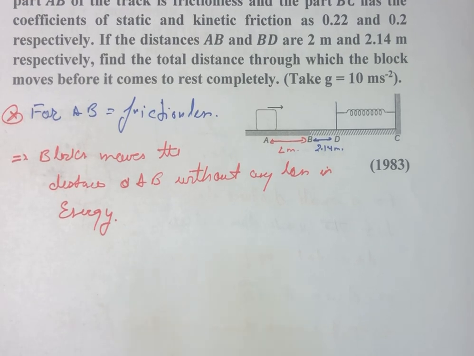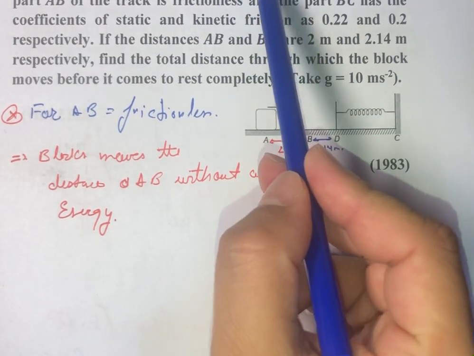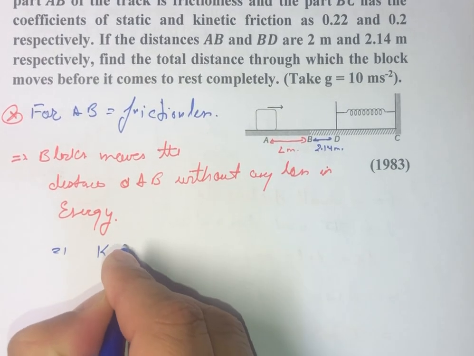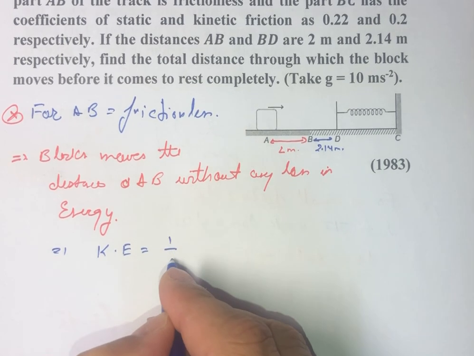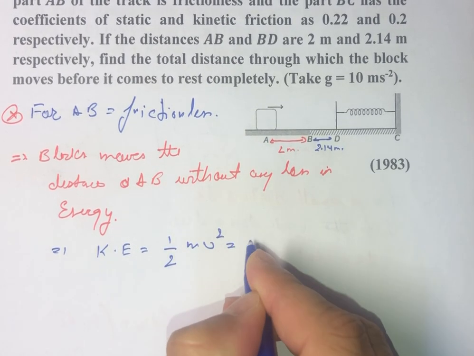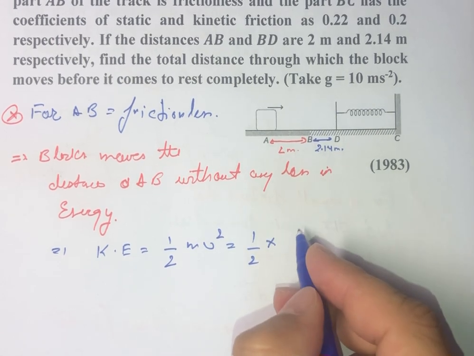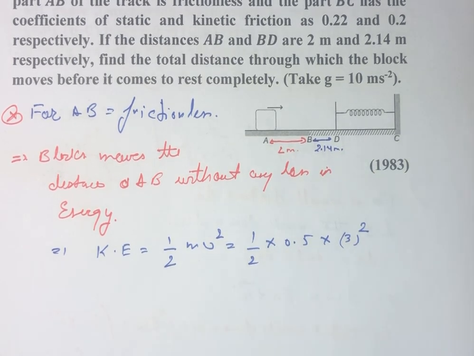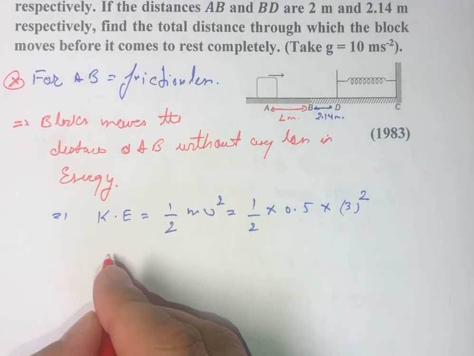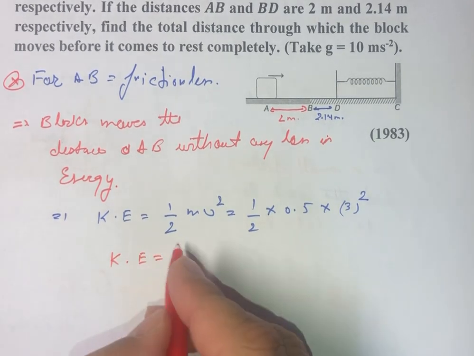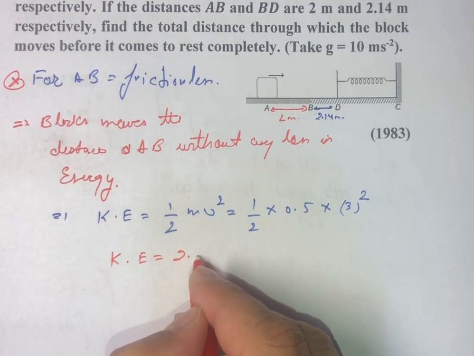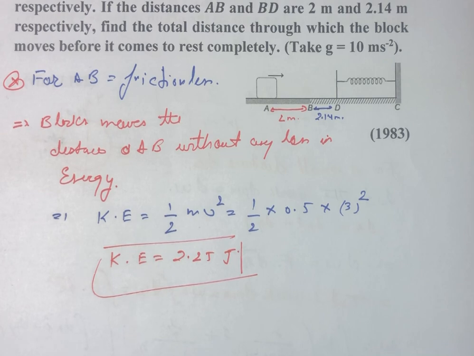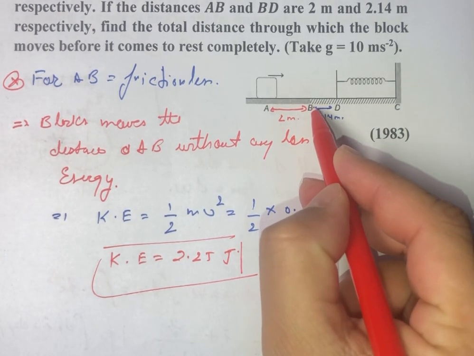Its initial velocity is given as 3 meters per second, so we can find its kinetic energy. Kinetic energy is equal to half m v square, where mass is 0.5 and velocity is 3. So its kinetic energy will be 2.25 joules. This will be its kinetic energy up to point B.